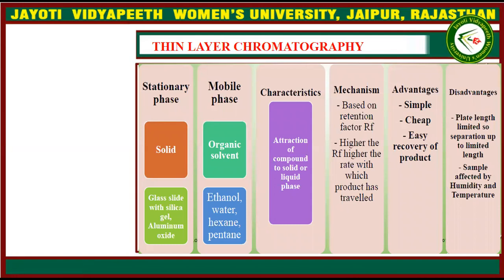The next is thin layer chromatography. Thin layer chromatography has a stationary phase of glass silica. Silica gel is used as the stationary phase, and the mobile phase is organic solvents such as ethanol, methanol, hexane, pentane, ethyl acetate. The mobile phase is selected on the basis of the need. Similar characteristics will be understood in thin layer chromatography, and the separation will be conducted on the basis of RF value.